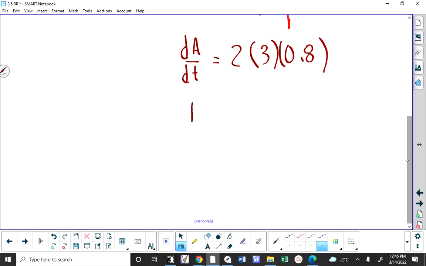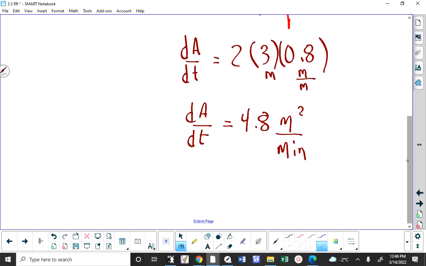So you get dA/dt is 4.8, and it's going to be meters squared per minute. You know, if this were a science class, I would be more interested in leaving the units in. The reason it's meters squared per minute is this is really 3 meters, and this is really meters per minute. But as the problems become more complex, leaving the units in makes it more confusing. So I would recommend that you just do the math. When you get to your answer, put the units that the answer should have.